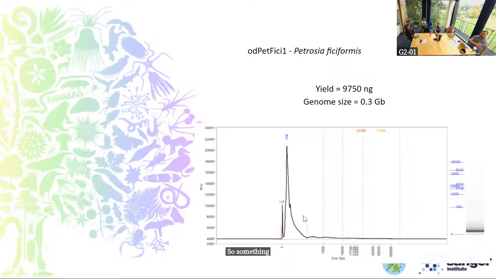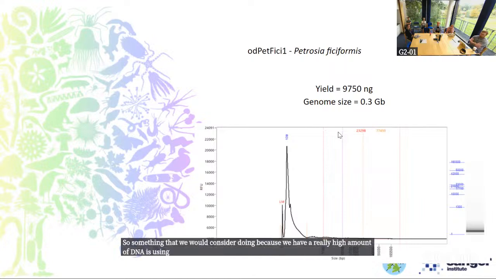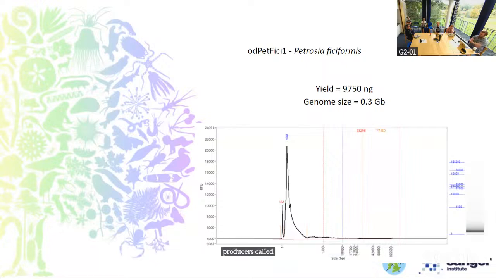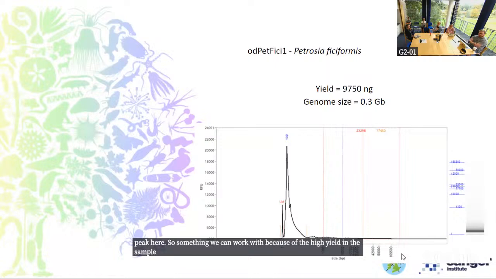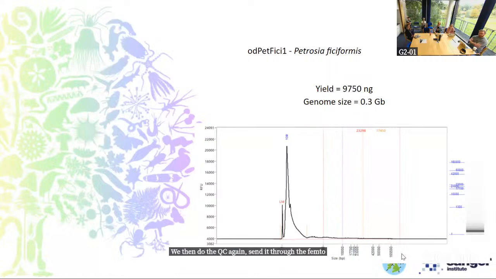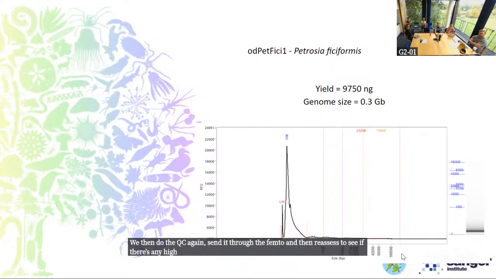So something that we would consider doing, because we have a really high amount of DNA, is using a product that PacBio produces called a short read eliminator. This is a buffer that you can add to your DNA that will get rid of all of this short molecular weight DNA here, and then hopefully you're able to see if you've got any higher quality DNA to the right of this low molecular weight peak here. So something we can work with because of the high yield in the sample. We then do the QC again, send it through the Femto, and then reassess to see if there's any high molecular weight DNA that we can work with.